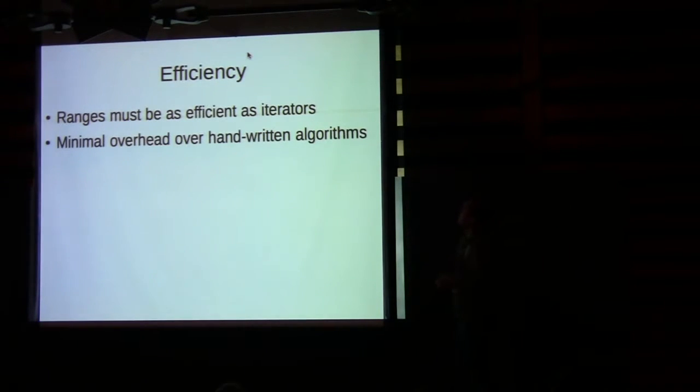Next goal, efficiency. If we want to write a range library, the hard goal is we need to be at least as efficient as the current STL. That's achievable. That's doable.